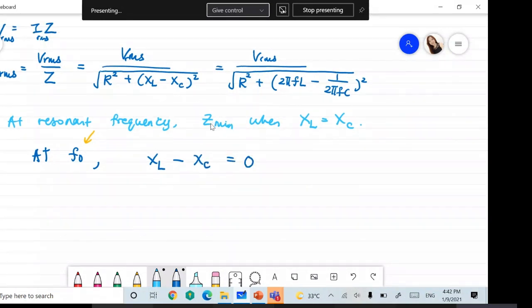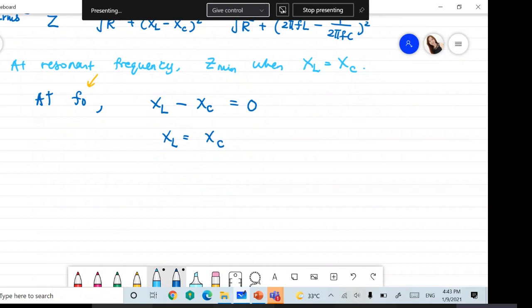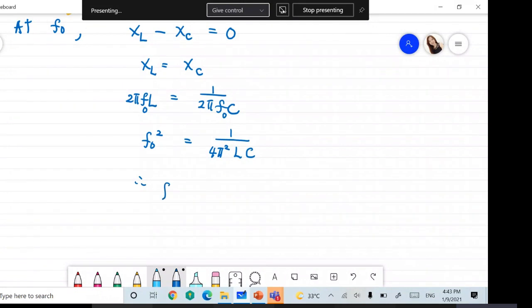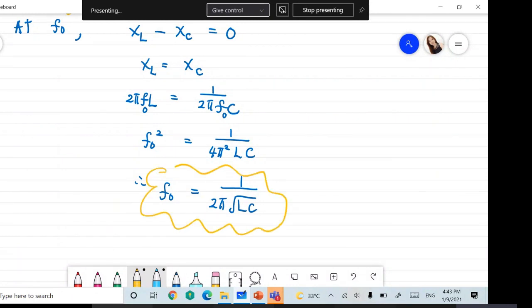Because I want to get Z minimum, this term being 0 means XL is the same as XC, right? Which means 2 pi FL is equal to 1 over 2 pi FC. This is at the resonant frequency, so I have to replace this with F0 and this with F0. Then I cross multiply, and I get F0 squared is equal to 1 over 4 pi squared LC. Therefore, the resonant frequency is 1 over 2 pi square root of LC. This is the resonant frequency for an AC circuit.